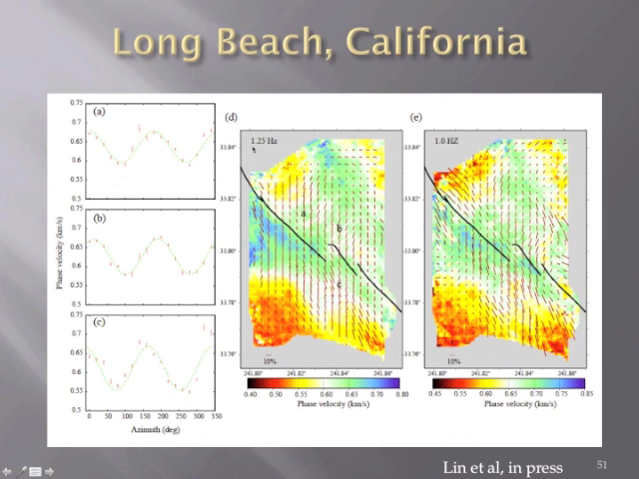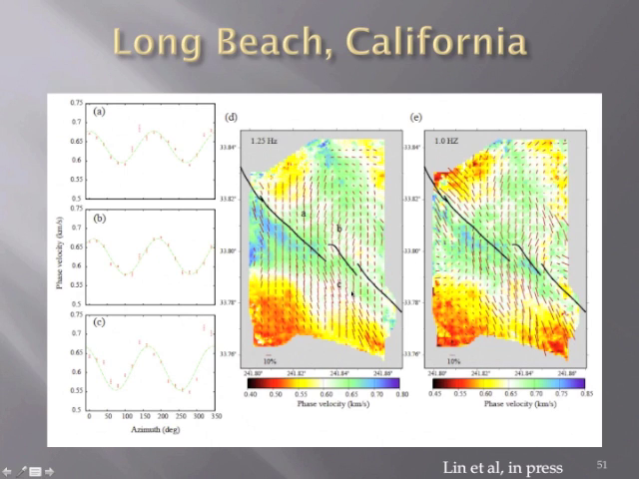Also notice that the period range we are interested in right now is much higher. Here it's 1.25 hertz, and it's mostly sensitive to the top 200 meters. For 1 hertz, it goes a little bit deeper, but it's still mostly the top 300 meters. And you can see that the anisotropy pattern here actually turns a little bit more related to the fold direction.